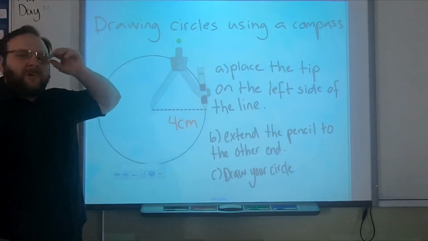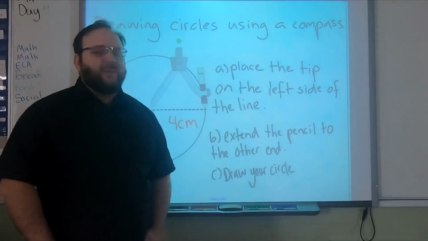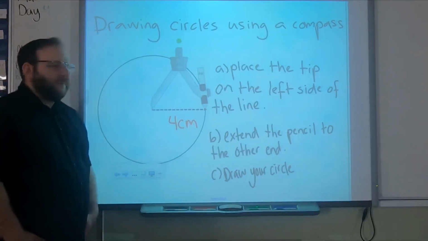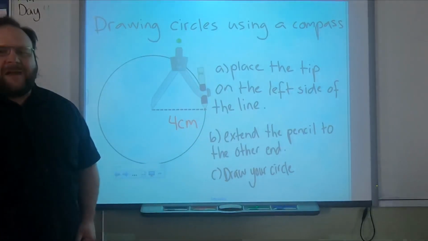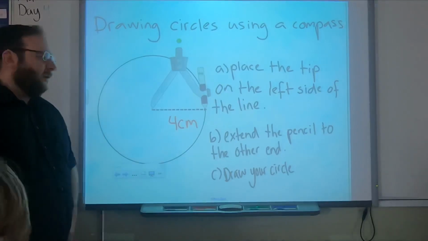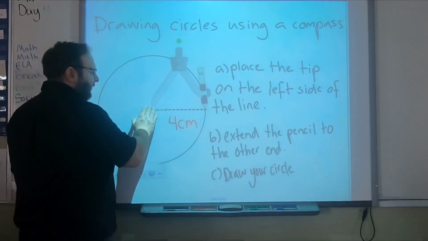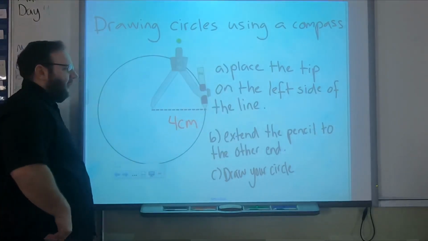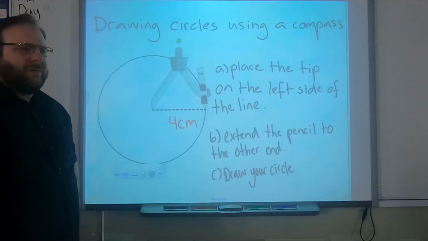So for example, when you get your work today, it's going to say draw a circle with a radius of 2 centimeters, I should say. You'll just simply draw a 2 centimeter line. You will need a ruler. All of the geometry sets here have one. Hopefully at home you have a ruler you can use. So you would simply draw your 4 centimeter radius, and you have the tip on the left side and your pencil on the right side. Now, once you're done here, it's as simple as drawing your circle.